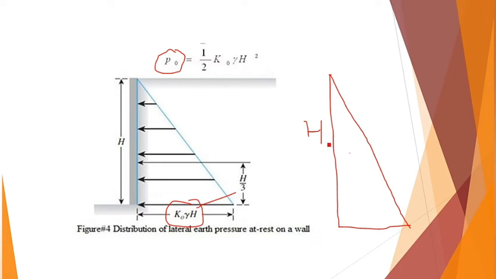If we have to find the force acting on this particular portion, the force acting on any portion is pressure into area, and the area of this triangle will be half into base into height. So half into base K naught gamma h, into h, will come out to be half K naught gamma h square. So this is the basic formula for calculation of lateral earth force, which is P. Although this P can be different in different situations, which we will be covering in the coming slides.